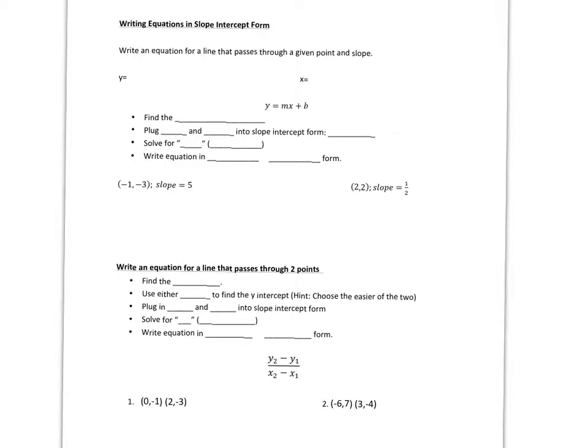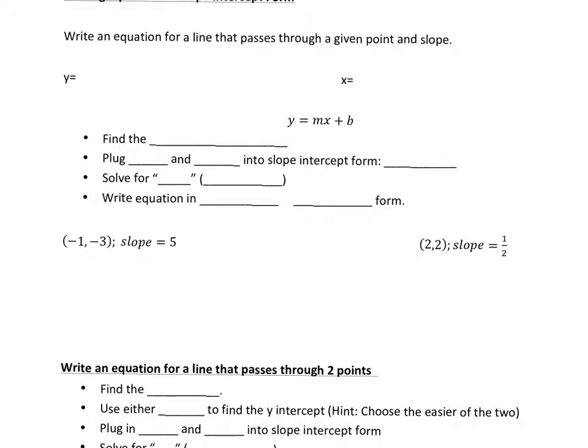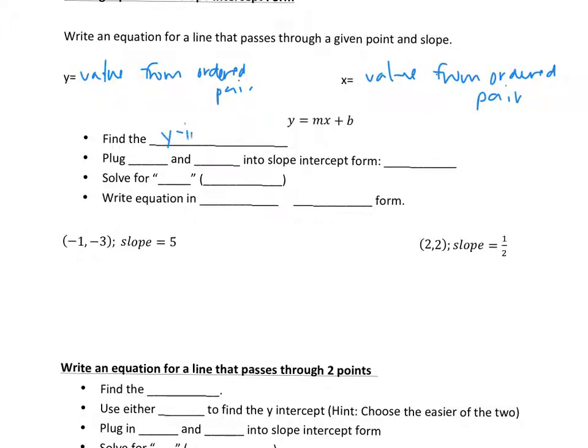Now we'll look at writing equations in slope-intercept form. So we'll write an equation for a line that passes through a given point and has a slope. So y equals, here what we're going to plug in is the y value from the ordered pair. And x is the value from the ordered pair, that's the value of x. So into y equals mx plus b, we will find the y-intercept. That's what we'll be missing.